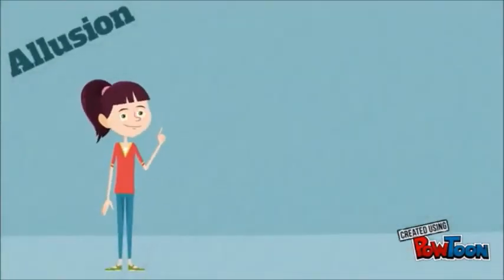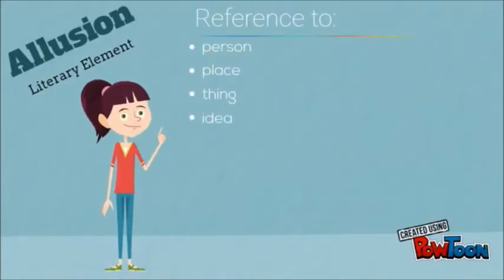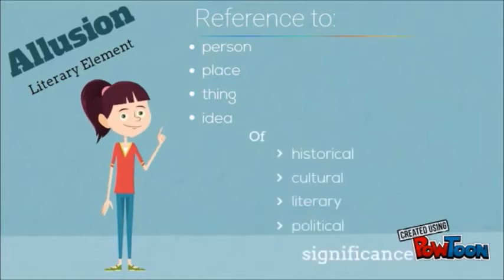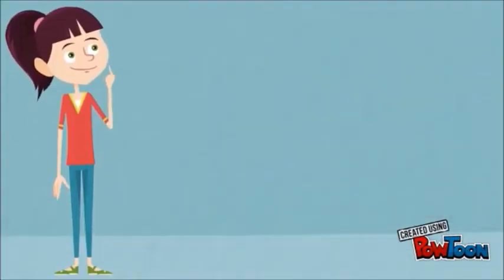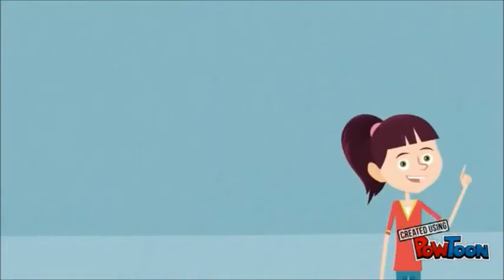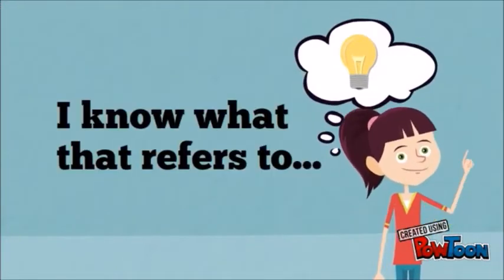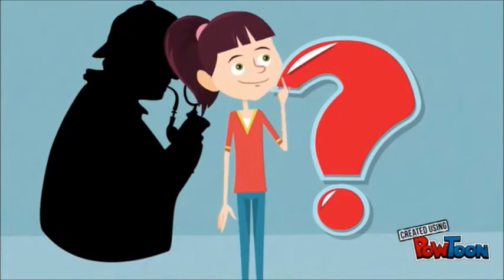An allusion, beginning with an A, is a literary element. It is a brief and indirect reference to a person, place, thing, or idea of historical, cultural, literary, or political significance. It does not describe in detail the person or thing to which it refers. It is just a passing comment, and the writer expects the reader to have enough knowledge to spot the allusion and understand its importance in a text. The writer expects you to be like Sherlock Holmes, investigating and analyzing these references. Hey, did you catch the allusion I just used?